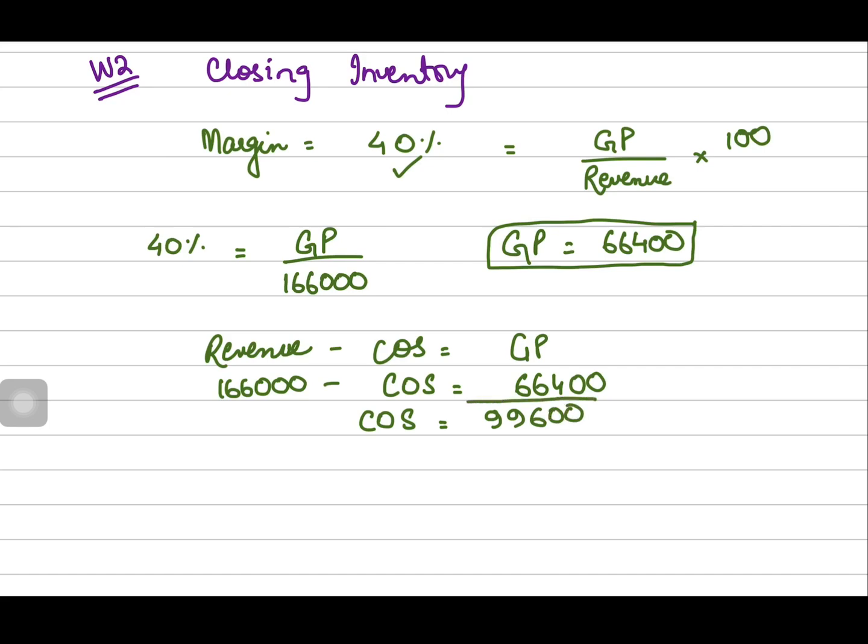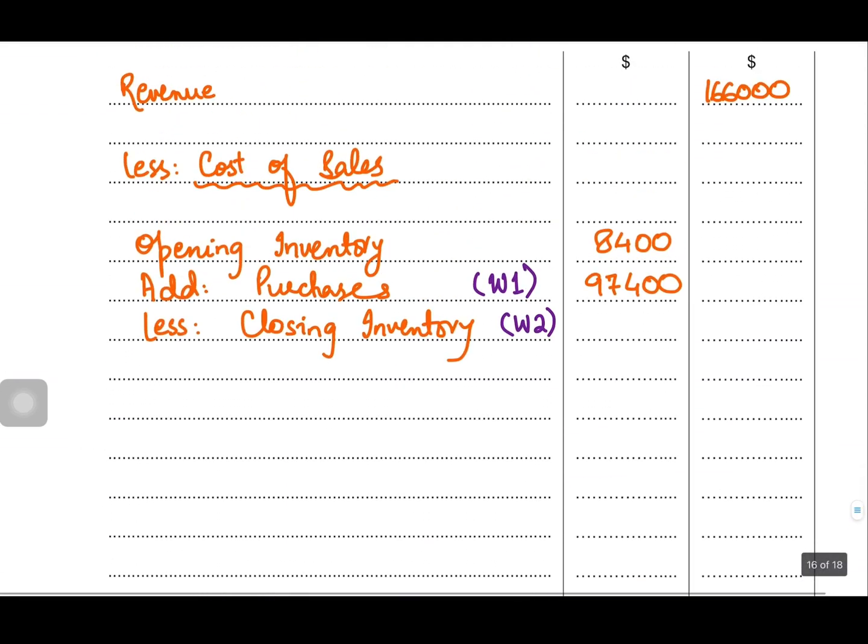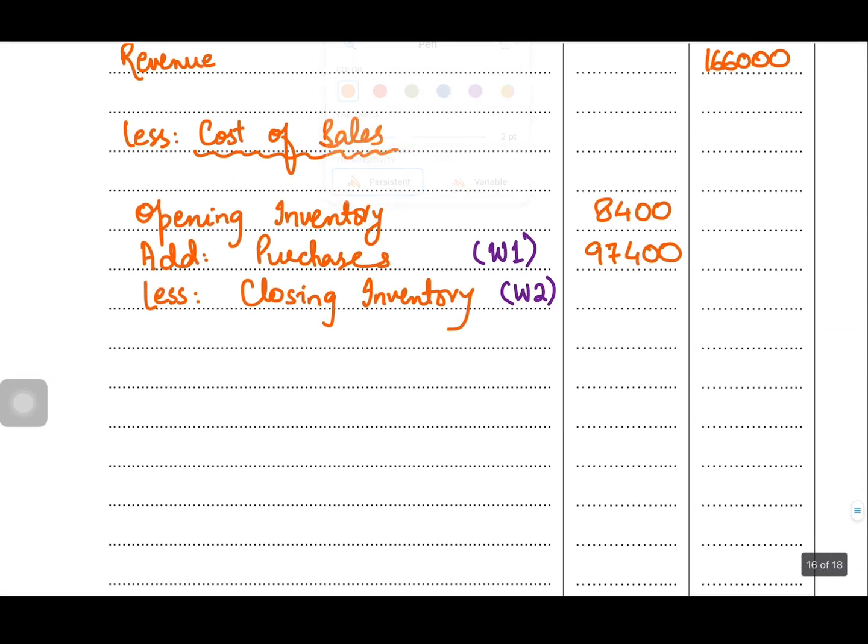99,600 is my total cost of sales. Right now this includes opening inventory, purchases and closing inventory, the subtraction of course. So this is what cost of sales is. Let's first write cost of sales, which will be subtracted from my sales revenue, so that I will have a gross profit, which I have just calculated, of 66,400.